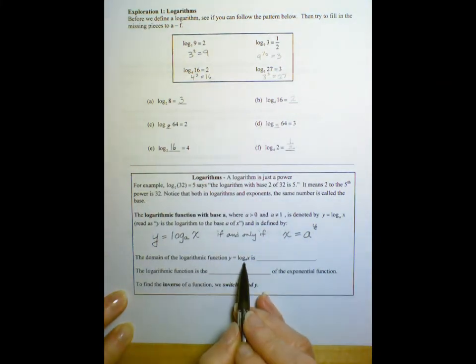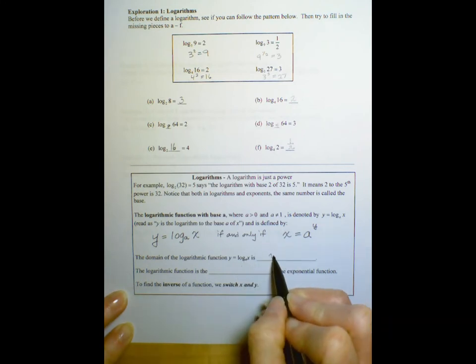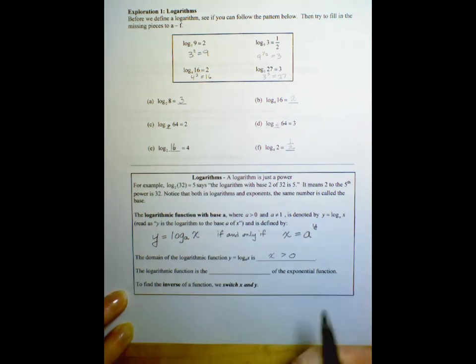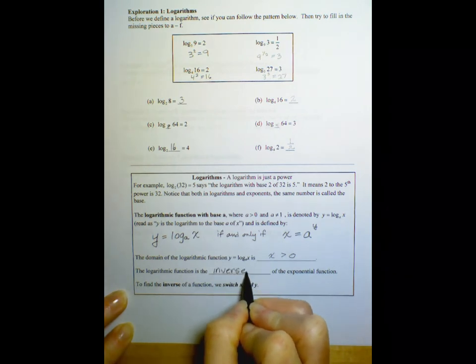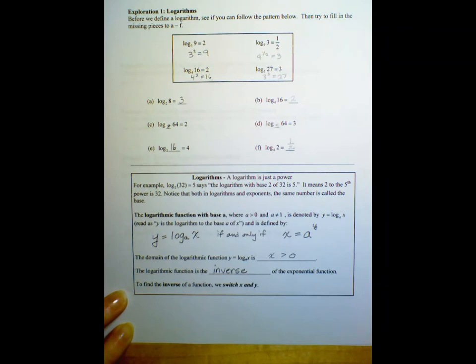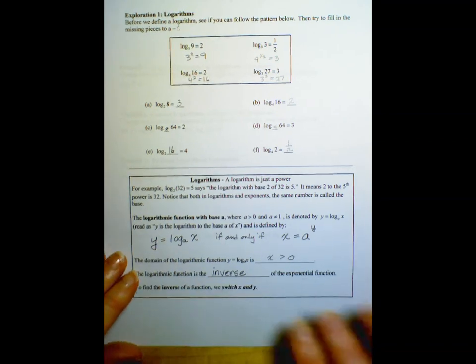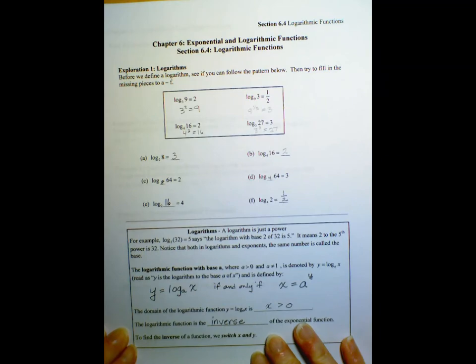The domain of the logarithmic function is x is a positive number. It can't be 0, but any positive number. And the logarithmic function is the inverse of the exponential function that we just previously investigated. Logs and exponentials are inverses. To find the inverse of a function, we switch x and y. Okay, so let's continue.